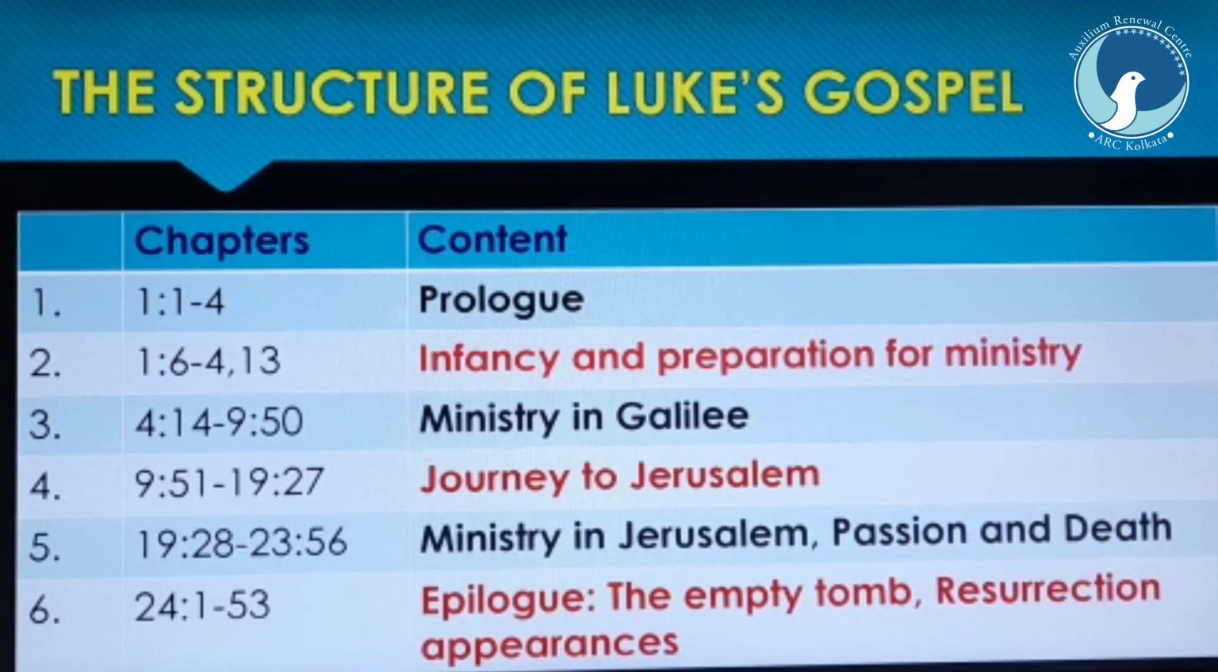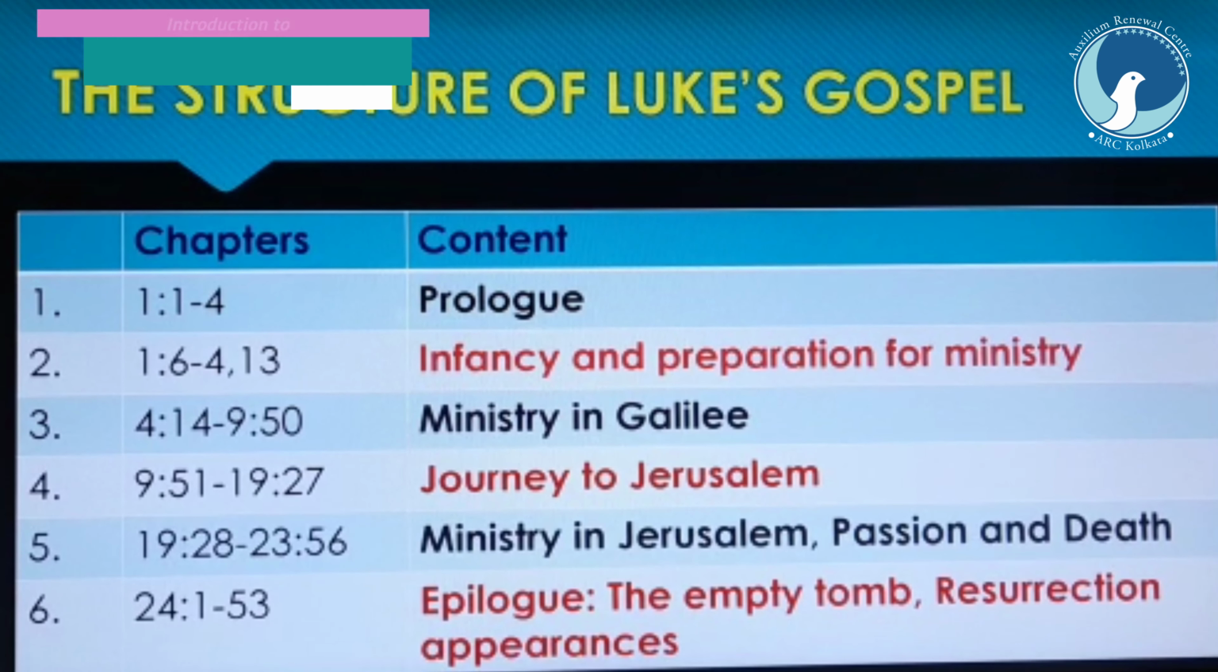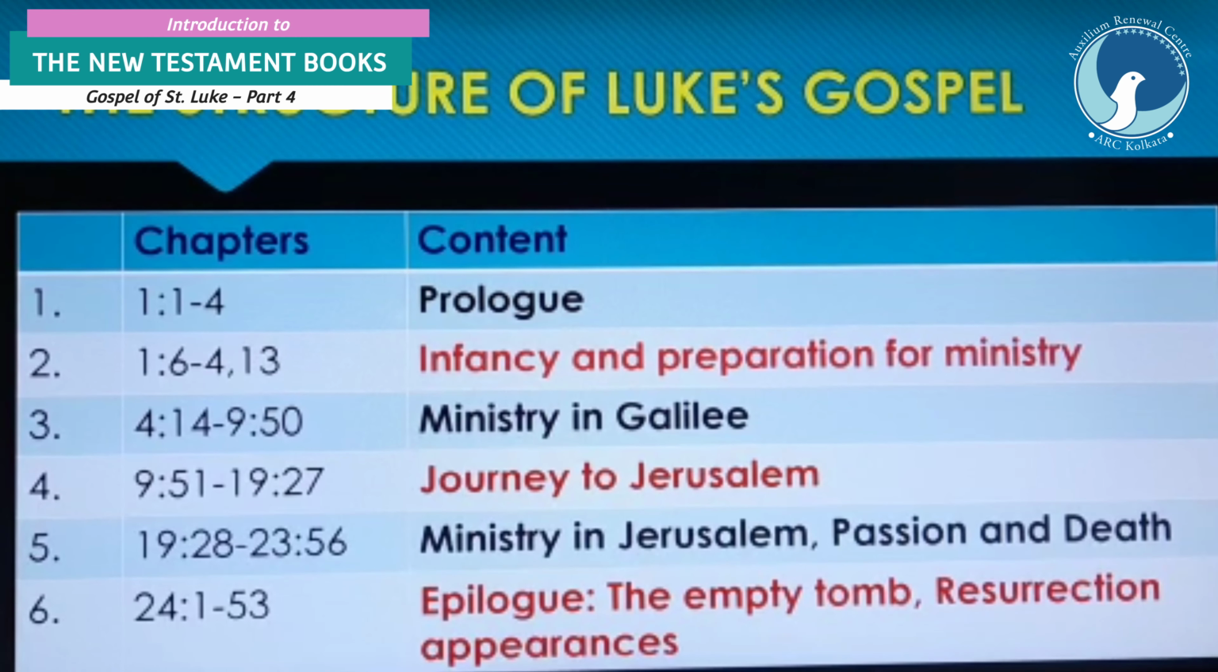In chapter 4, verse 14 to chapter 9, verse 50, we have a description of the ministry of Jesus in Galilee, like the Gospel according to Mark. But he has lengthened this a little more, giving a little more detail, beginning with the very first sermon that Jesus preached in the synagogue in Nazareth, chapter 4, verse 14 and the following, where he quotes Isaiah and says, the Spirit of the Lord is upon me to bring good news to the poor.